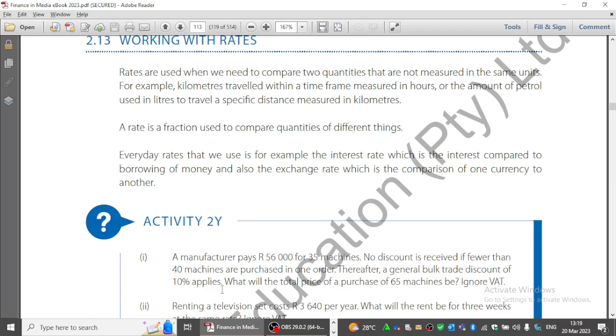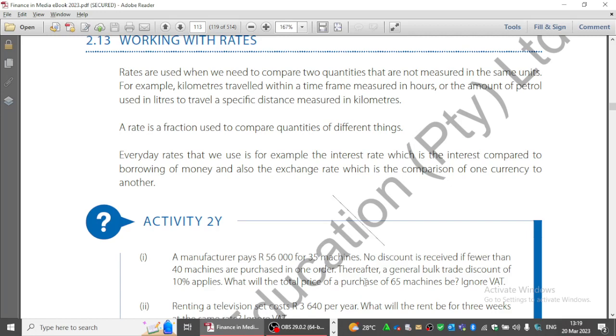But if the customer buys anything above 40, they will receive 10% on the total machines bought. That's a different story now, meaning that the 10% is no longer applied only on the ones that are above 65, but on the total machines of 65. That is when you can say 65 multiplied by 1600, then remove the 10% discount. So that is when you use that.